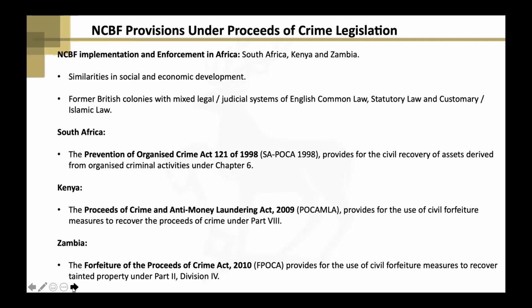The essence of looking at South Africa, Kenya, and Zambia is to compare, because my focus was Nigeria, which is yet to implement this mechanism. Now, South Africa has a mechanism in place. To start with, these countries have asset forfeiture frameworks. One of the laws for South Africa, for instance, is the Prevention of Organized Crime Act of 1998, for Kenya, the Proceeds of Crime and Anti-Money Laundering Act of 2009, and for Zambia, the Forfeiture of Proceeds of Crime Act 2010. Now, all these acts provide for the criminal and civil forfeiture of assets.